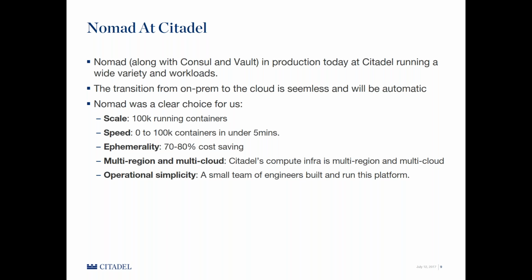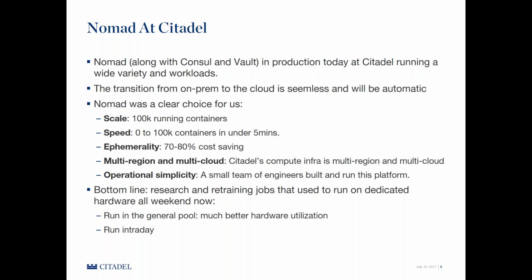The features that we liked about Nomad, and that really enabled us to build this system, were, one, the ability to run at scale: 100,000 running containers is something that we have to accommodate. The speed, as we discussed, is a critical feature for us. We're able to get to 100,000 in under 5 minutes. The ephemerality, the ability to run on things like Amazon Spot and Google Preemptible, means a significant reduction in our actual costs. And the multi-region, multi-cloud that we've discussed.